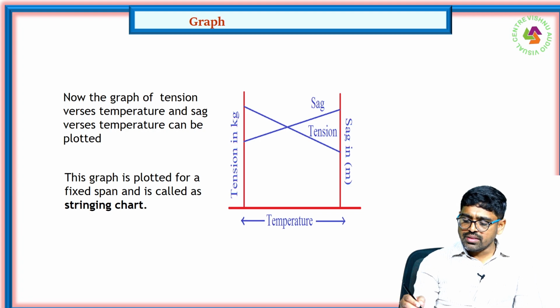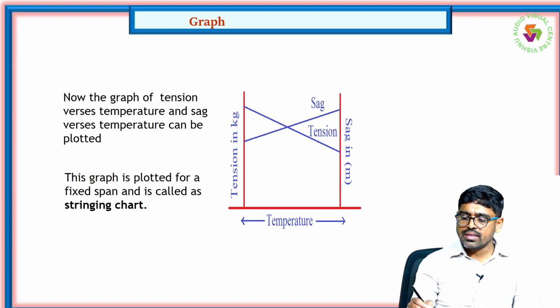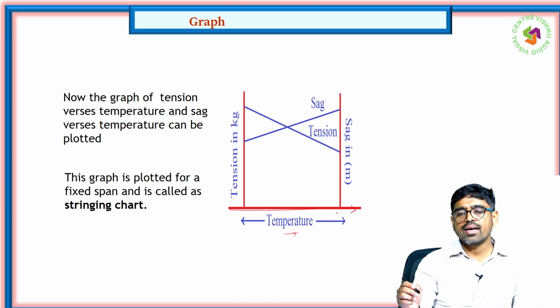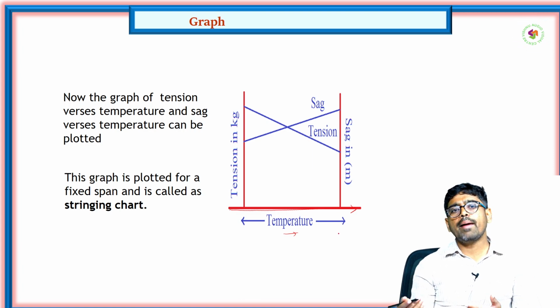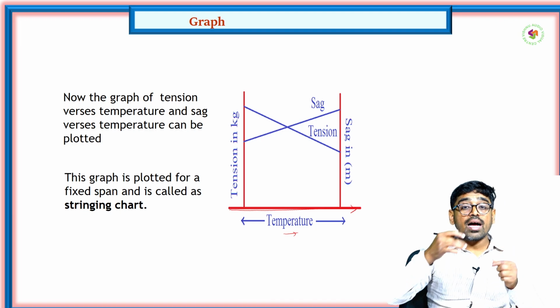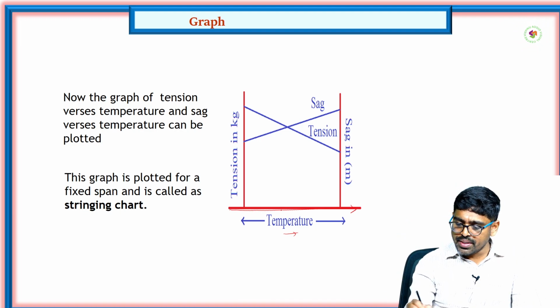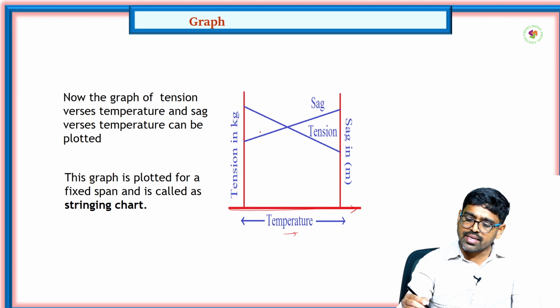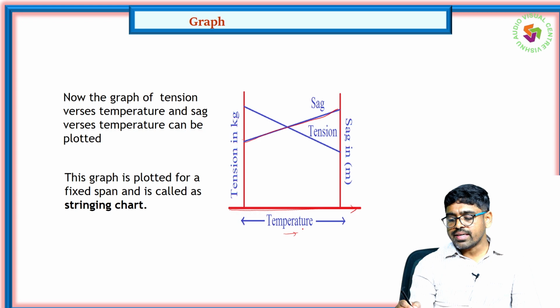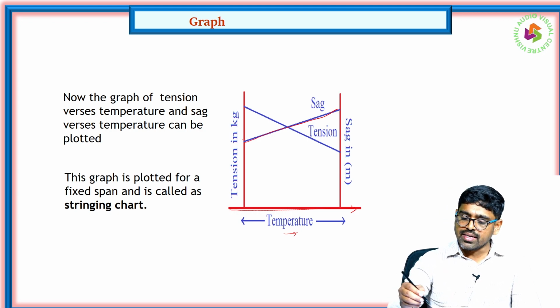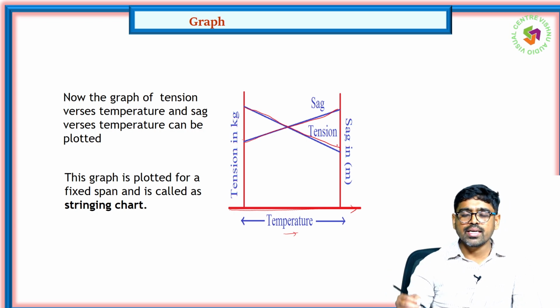Next, in the string chart, we can calculate the tension and sag with respect to temperature. As the temperature increases, what will happen to the sag? We can see that as the temperature increases, the sag also increases. And next, as the temperature increases, what about the tension? The tension decreases.